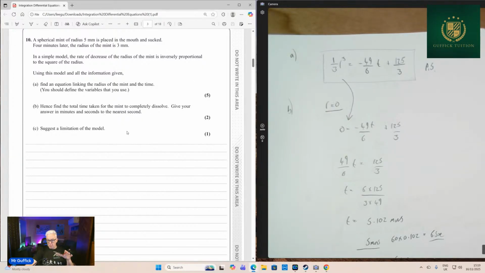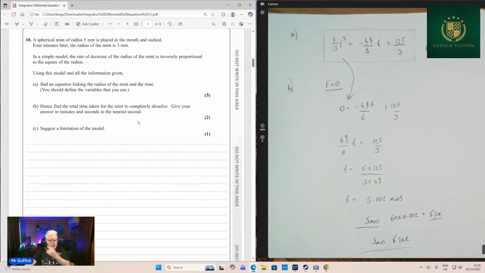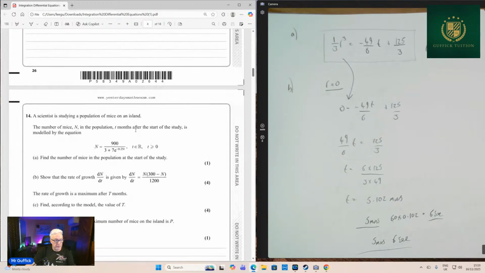All right, I'm going to do one more differential equation question, and then after that, I'm going to do an A-star implicit differentiation one. Okay. So one more differential equation question.